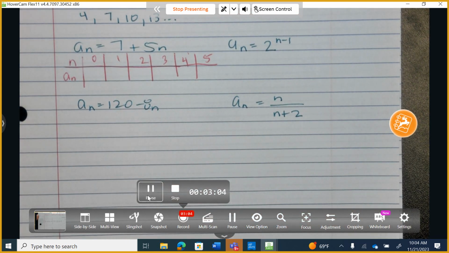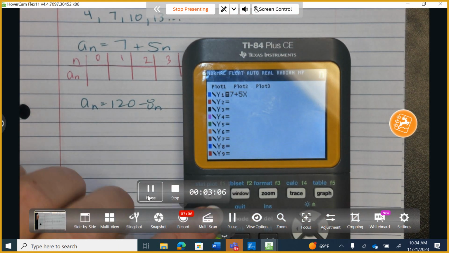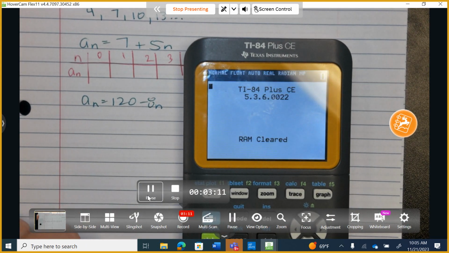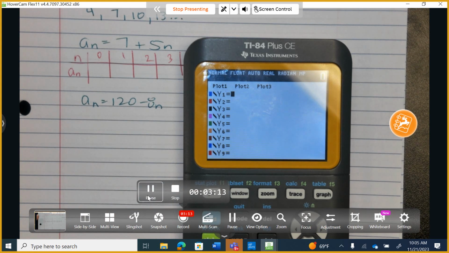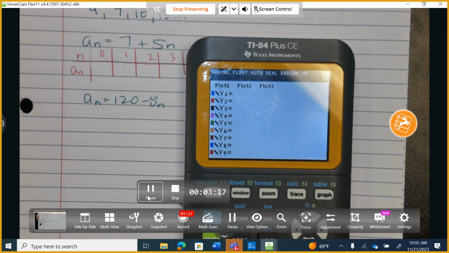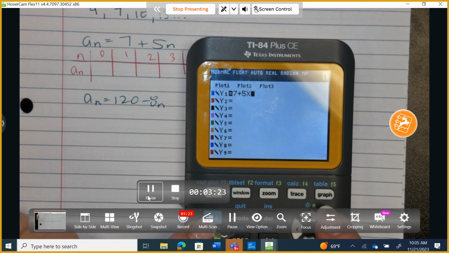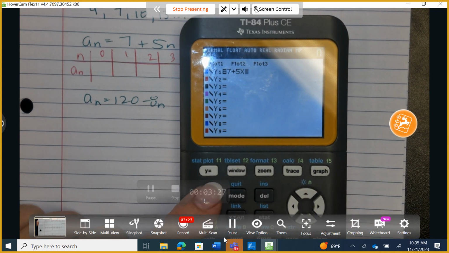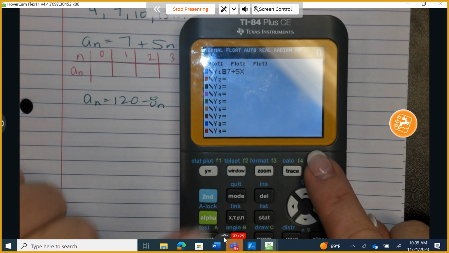Here's the really lazy way. Go into your calculator right now and clear it with me, please. So second plus 712, clear it. Then go to y equals, and you're going to plug this in. There's not an n we're going to worry about, so we're going to switch n to an x. So 7 plus 5x. Now I want you to hit second table. Let me move this down so you can see.